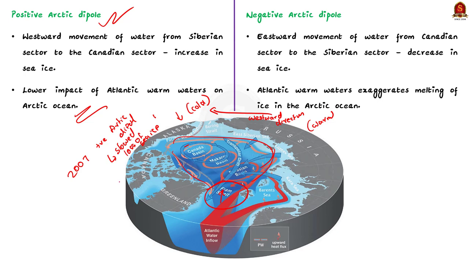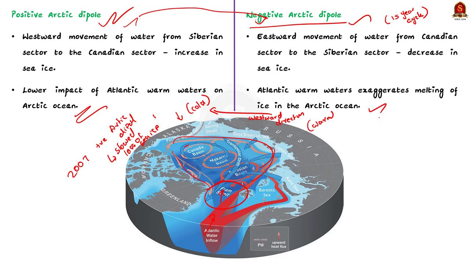The scientists are saying that there might be a reversal in the Arctic dipole from positive to negative dipole. See, the reversal in dipole is a normal phenomenon and it is said that the Arctic dipole reverses once every 15 years. If the Arctic dipole gets reversed, it increases the atlantification effect. This means the warm, saltier water of the Atlantic Ocean will exaggerate the melting of the Arctic ice.